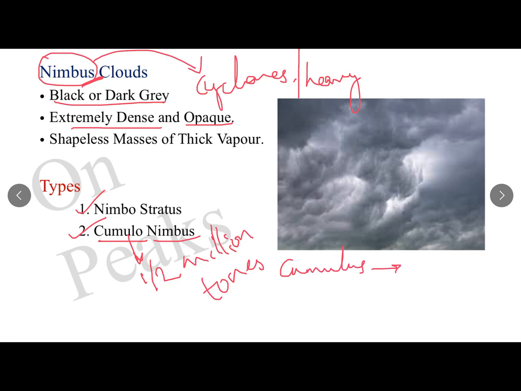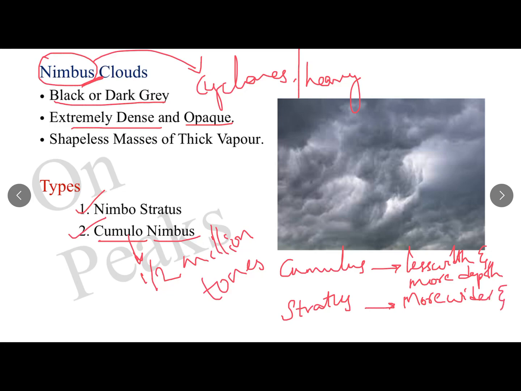Cumulus clouds: less width and more depth. That means they might be capable of carrying heavy water. And next come stratus clouds, or low level clouds. These stratus clouds are much wider. They contain more width and are less thick.